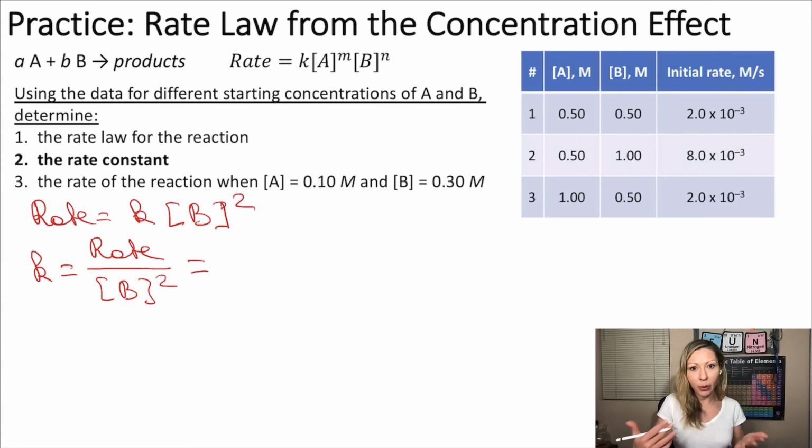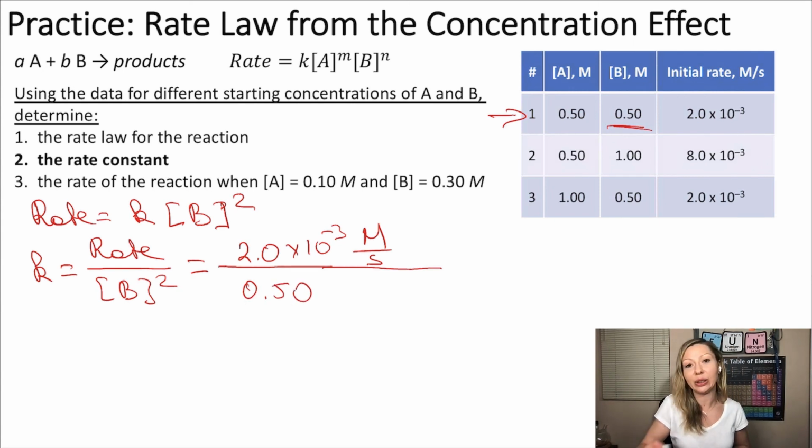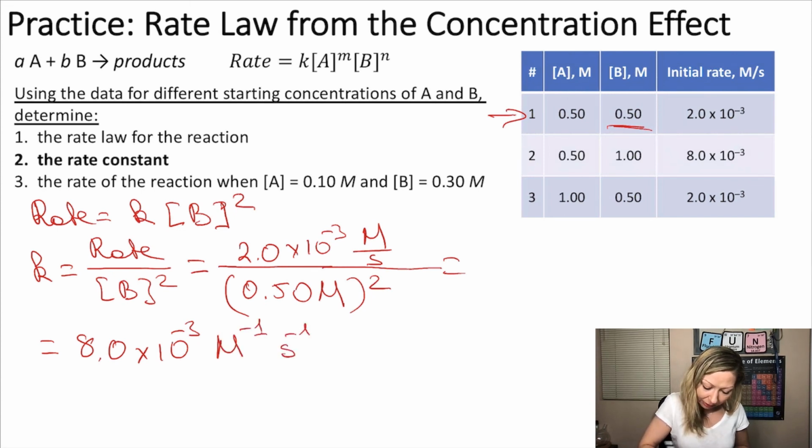So we can choose whichever experiment we want and then just simply plug in the value. So let's choose experiment number 1. My rate is 2.0 times 10 to the negative third molarity per second divided by 0.50, right, the concentration of B, molarity squared. And if you do this calculation, you are actually going to get 8.0 times 10 to the negative third 1 over molarity times second, or molarity to the -1, second to the minus first. Okay, so I hope this makes sense.